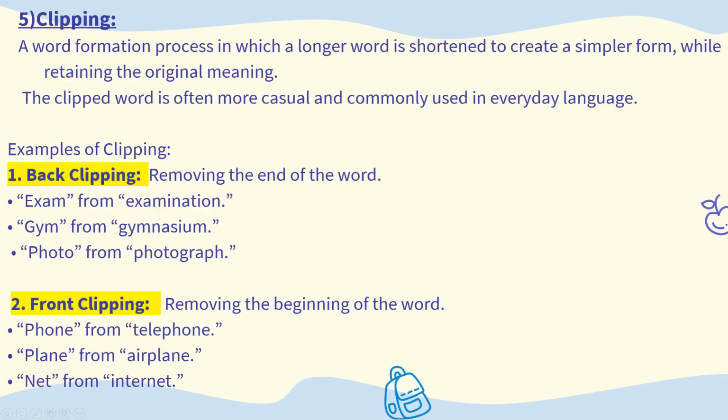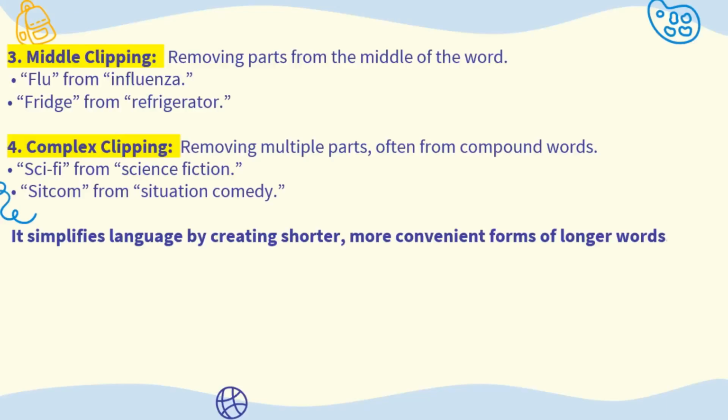Also, we have front clipping, removing the beginning of the word, phone from telephone, plane from airplane, net from internet. We have middle clipping, which is removing parts from the middle of the word, such as flu from influenza, fridge from refrigerator. Also, complex clipping, which is removing multiple parts, often from compound words. For example, sci-fi from science fiction, sitcom from situation comedy. It simplifies language by creating shorter, more convenient forms of longer words.